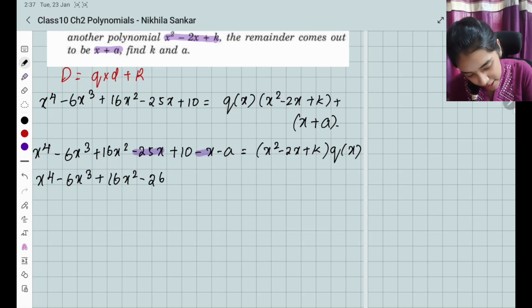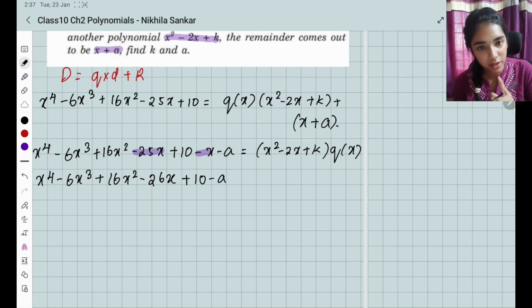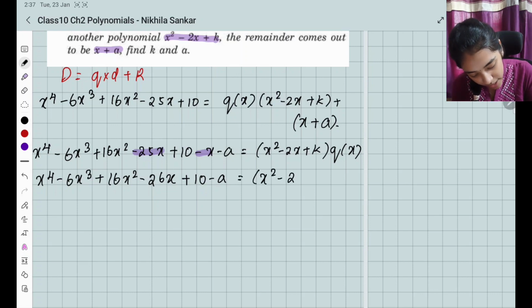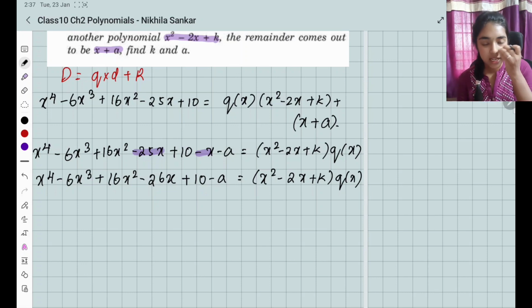So this becomes minus 26x, then plus 10 minus a. So this is going to be our new dividend. Reminder: if it is already given, write it like this and find your new dividend. So this is going to be (x square minus 2x plus k) times q of x. Understood?